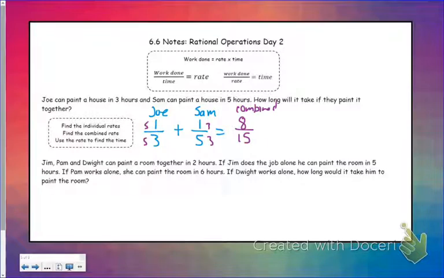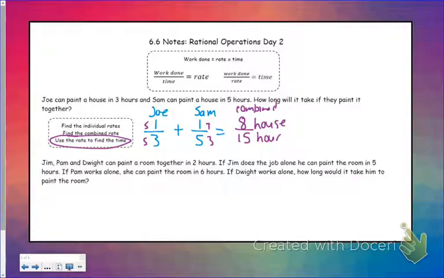So that is not how long it will take them. We use that rate to answer our question. When it comes to word problems, it's very important that you always answer the question that was asked. In this case, it's not asking, hey, what would be their combined rate? We said it was one house in 3 hours. So this is their rate.